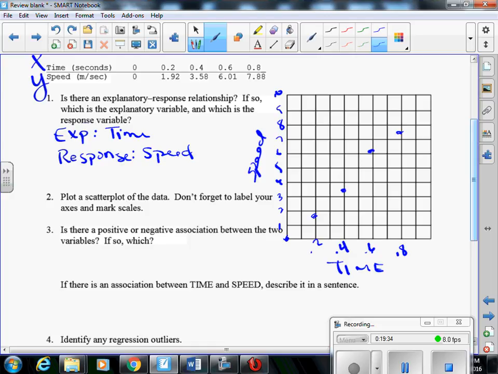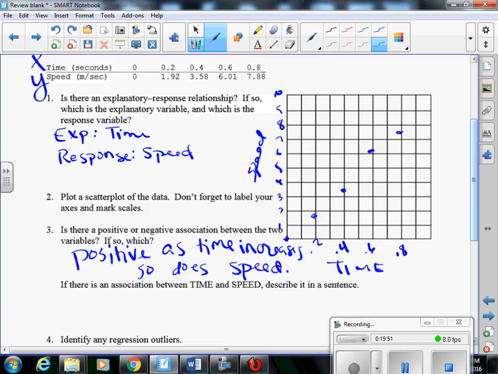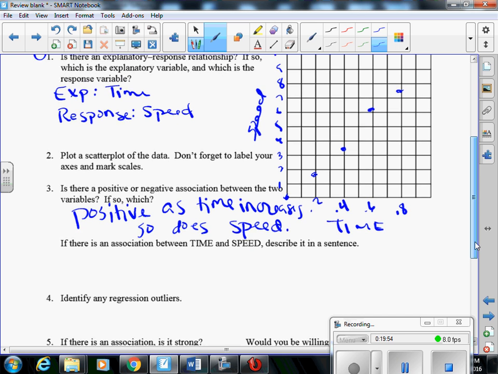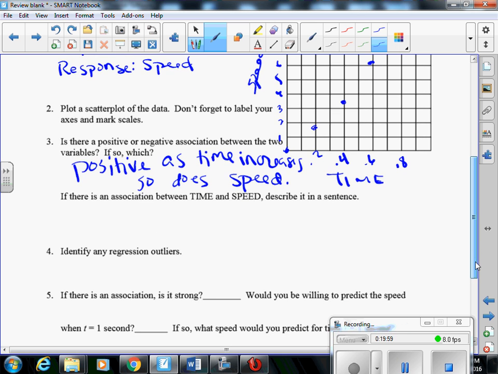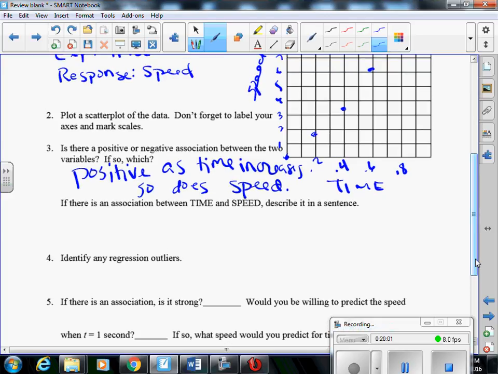Number 3 says, is the association positive or negative? Well, this is positive. And why do we know this? Because as time increases, so does speed. So if there's an association between time and speed, describe it in a sentence. Oh, I just kind of did that. So let's take all this stuff, and this can go in here.